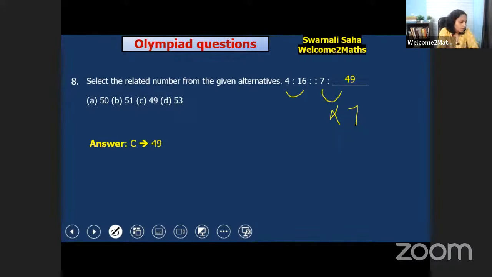4 into 4 is 16 and 7 into 7 is 49. That is why it's 49. Whenever you get this type of question, it's so easy to do. Just divide 16 by 4 and it's 4. Then you got the answer, that is 4 into 4. That means you have to multiply 7 by 7 to get 49. Fine. So now let's move on.